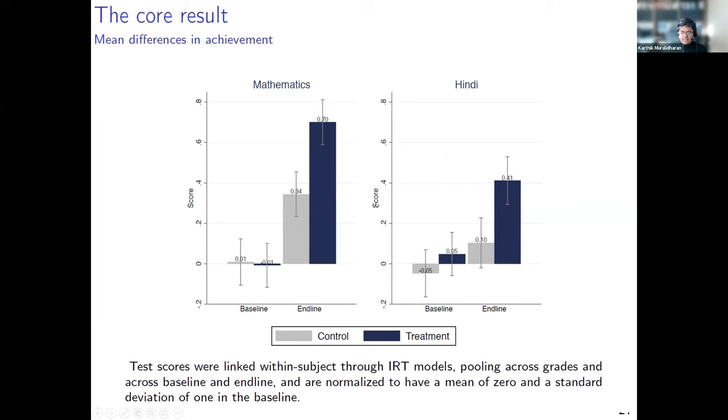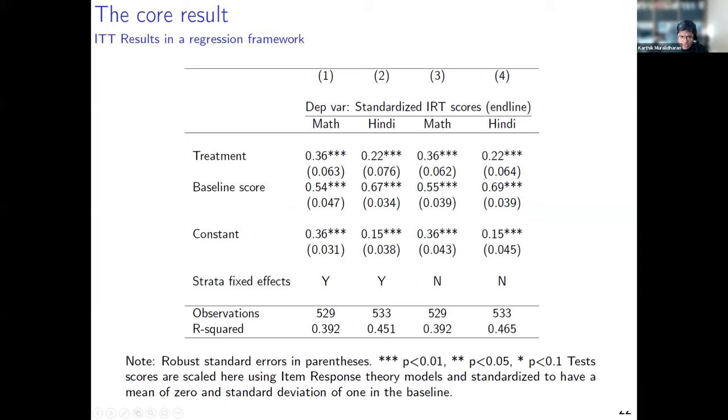But there's a subtle measurement point here, which is that we're able to do this because these are item response theory linked models, which allow us to characterize the absolute rate of progress in the control schools, okay? Between the baseline and the end line, let's do this in regression format. The control schools gain about 0.36 standard deviations on the IRT scale, and the treatment basically doubles that in math. In Hindi, it's about 0.15, and it goes up by almost 2.5x. These are huge increases, given that the entire intervention was only about 4 months.